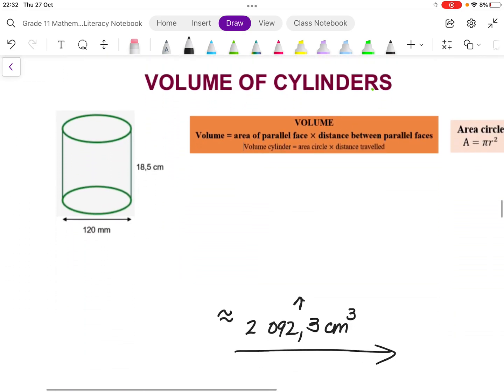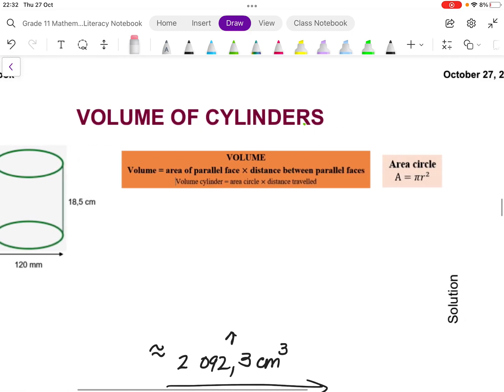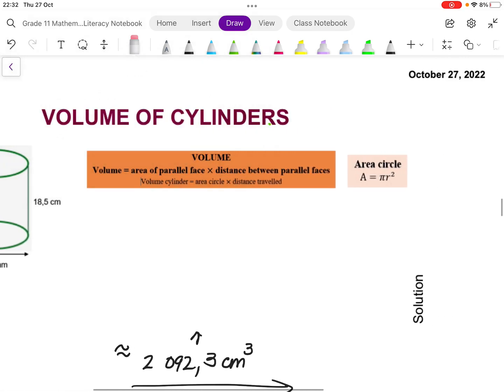Right, the volume of a cylinder. Pardon me with that.